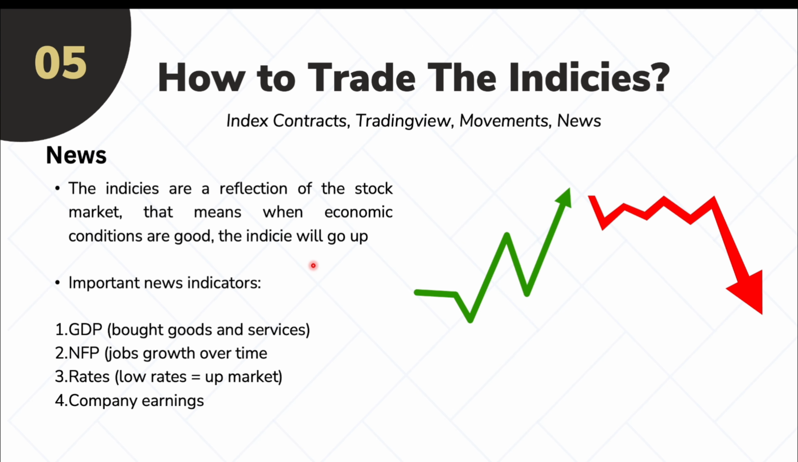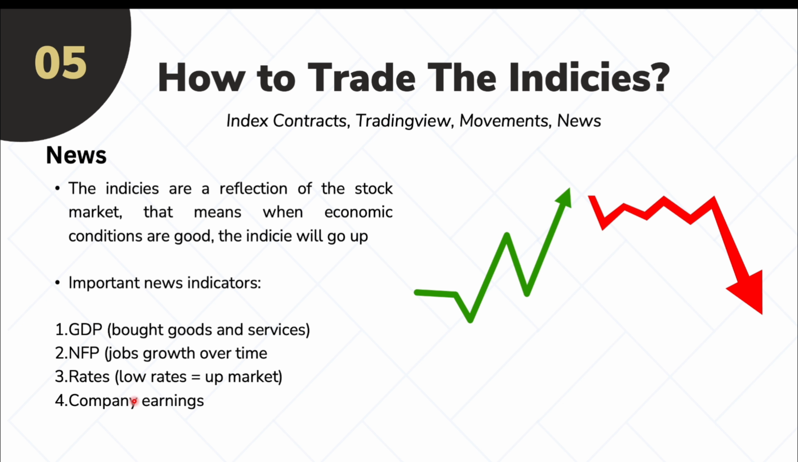And at last, let's talk about news. Very important in your trading. The indices are a fraction of the stock market. That means when economic conditions are good, the specific index will go up. Vice versa, when the economy is very bad, you will see the indices falling. Important news indicators. First is GDP, the bought goods and services. NFP, the job growth over time. Interest rates, when you have low interest rates, you will see the market going up and vice versa.